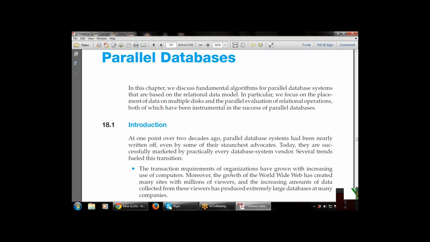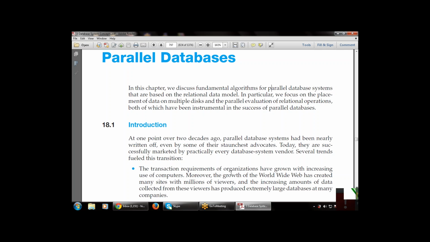The first point says the transaction requirements of organizations have grown with increasing use of computers. So whenever there is a transaction requirement, it has grown with the increasing use of computers. That is, there will be more requirement for the use of computers in the database system.